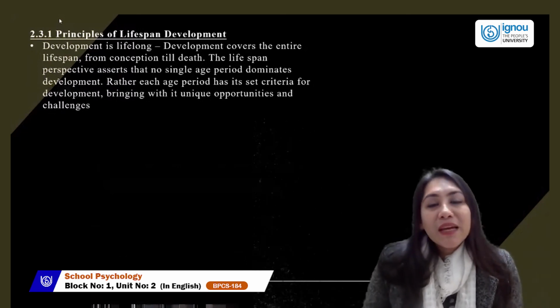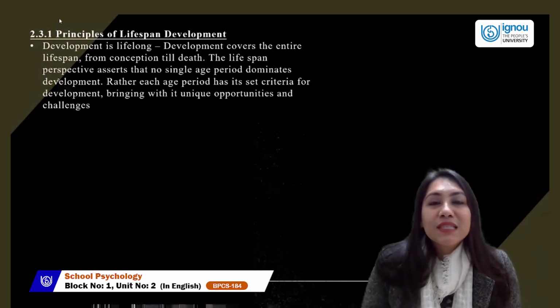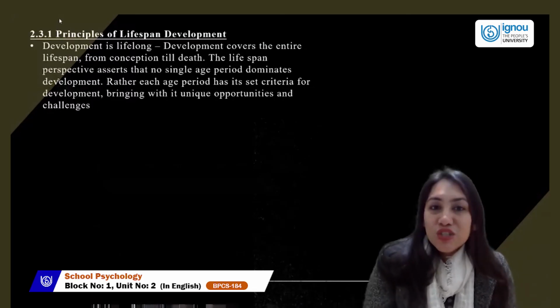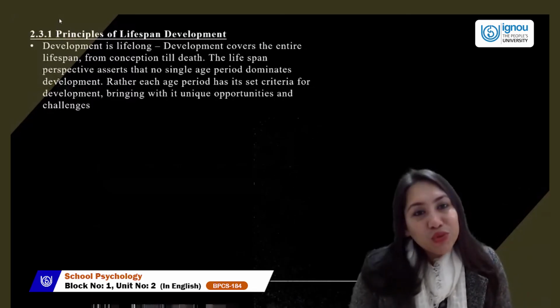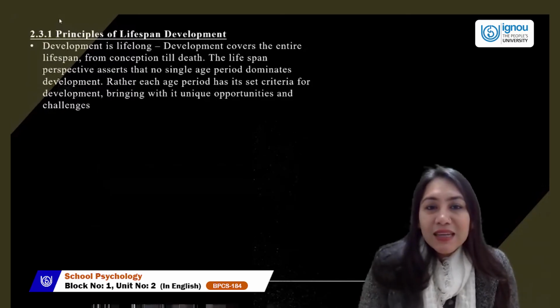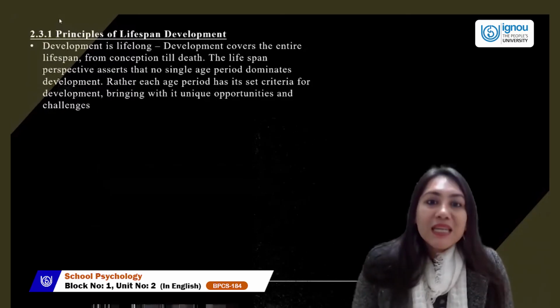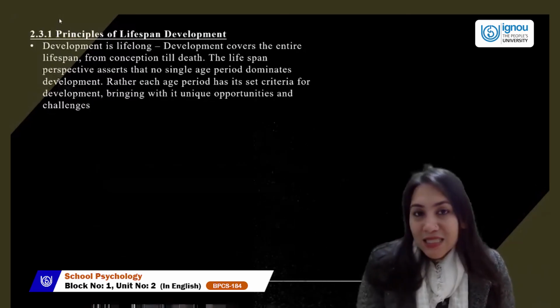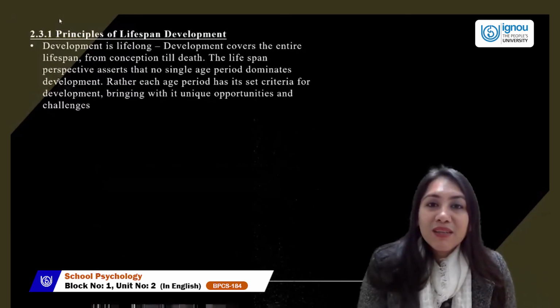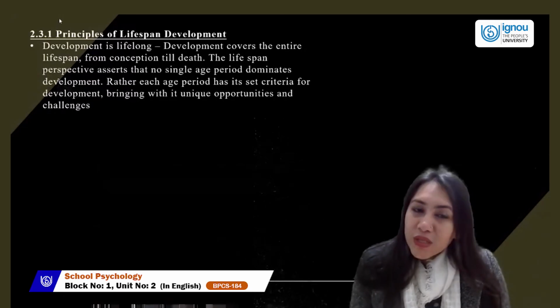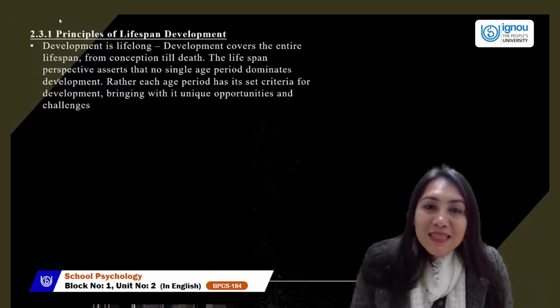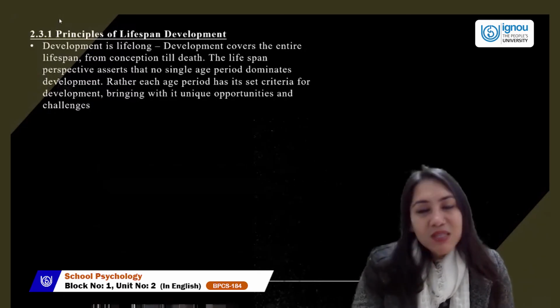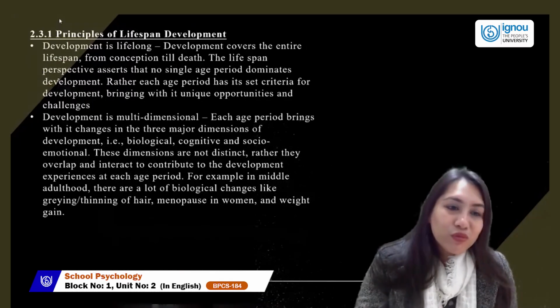10, 11, and 12 is a time which is again unique in terms of identity formation. The opportunity here is to form an identity so that you don't get into wrong, risky behaviors of delinquency, drugs, and addiction, but understand who you are. So, did you realize that development is lifelong? It keeps going on from conception to death, and no stage dominates the other. Every stage is unique, has its own challenges, and has qualitative experiences that make us learn and move ahead.